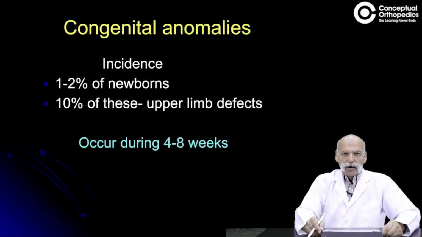Insofar as congenital anomalies are concerned, the incidence of all congenital anomalies in newborn babies is 1 to 2%. Out of these total congenital anomalies, 10% are upper limb defects. And you will soon realize that it is these 4 weeks, from the age of 4 weeks following gestation to 8 weeks following gestation, that these anomalies can occur.